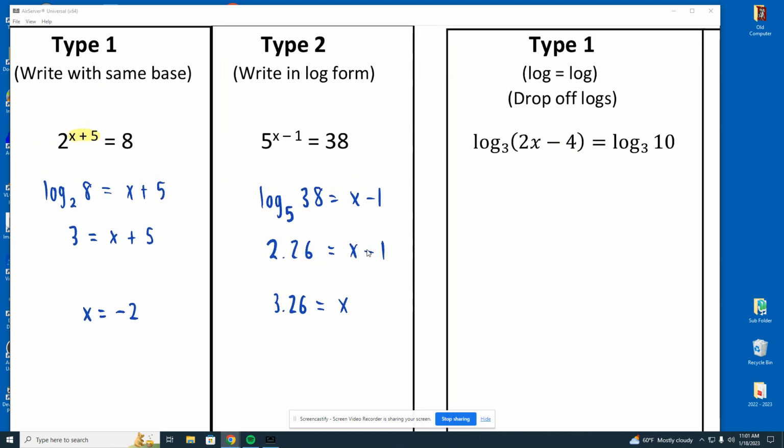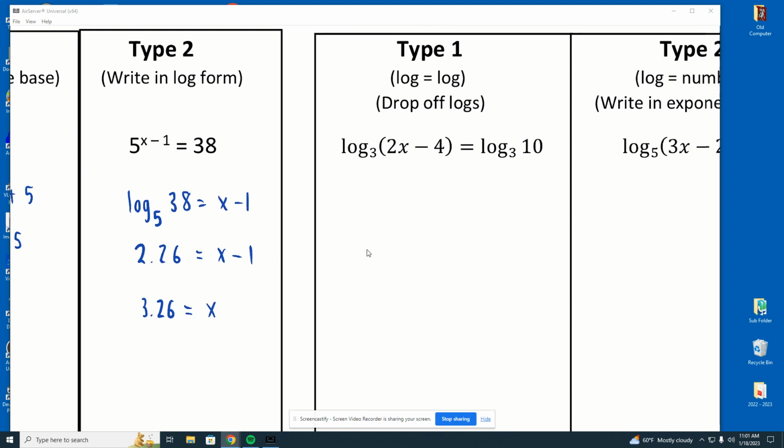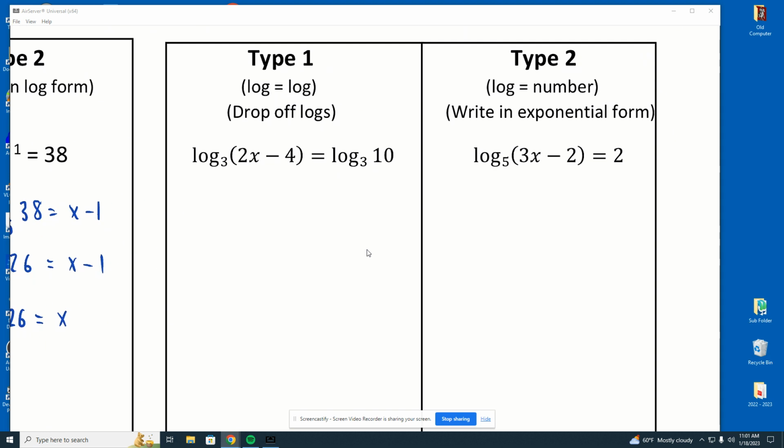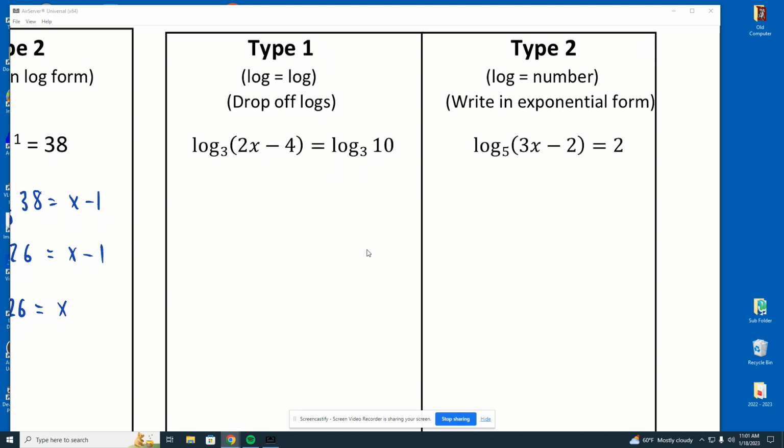Okay, now, on the logarithmic ones, though, you don't have that option. You either have type 1 or you have type 2. What is type 1? Log equals log. We drop the logs. So I literally just cancel them out, and whatever is left, I solve. So 2x minus 4 will equal 10. We add 4. We divide by 2. Done.